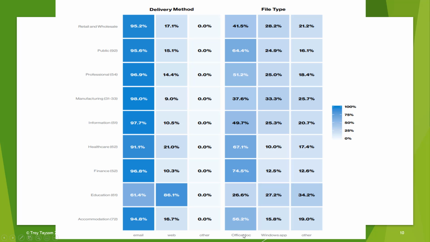File type, Office Doc, Windows app, or other. You see, Office Doc really rules the roost in these numbers. Just a little trivia: the only file type that is safe to open is a .txt, a text file. That's the only document that people can't put some type of malware into for you to get tricked into. Everything else they can get you.